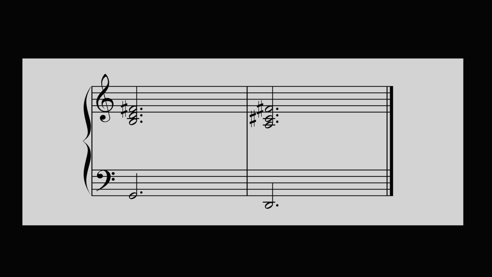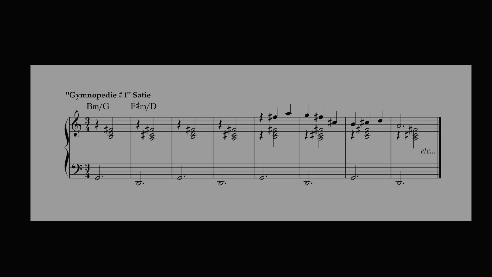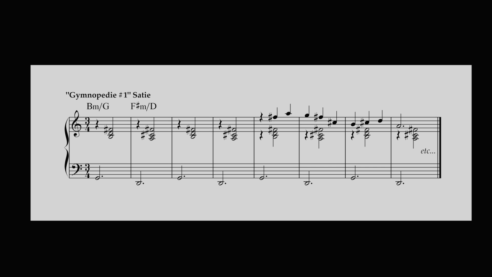This B minor triad over G forms a very nicely voiced G major 7th chord. And this F sharp minor over D forms a nice D major 7th chord. You may recognize these two chords from the opening of Erik Satie's Gymnopédie No. 1. Puccini favored this technique and would often make extremely romantic phrases out of it.